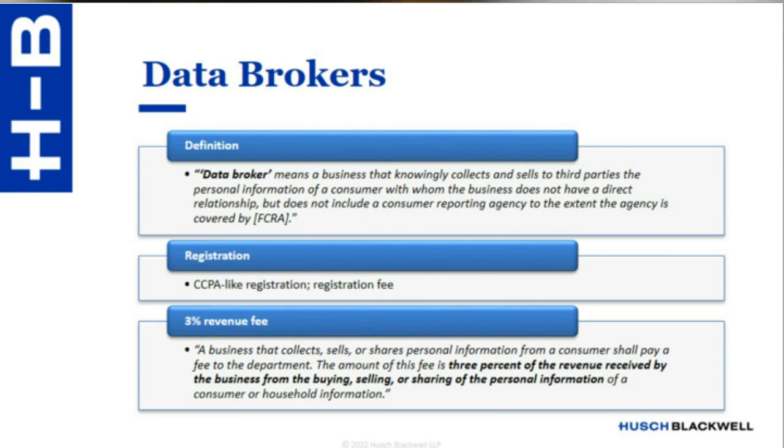But unlike other laws, this is a pretty big deal here. HB 159 also charges a 3% revenue fee that data brokers must pay to the department. So in California, you have to pay a small fee, but here it's based on the revenue that data brokers are pulling in from buying, selling, and sharing personal information.